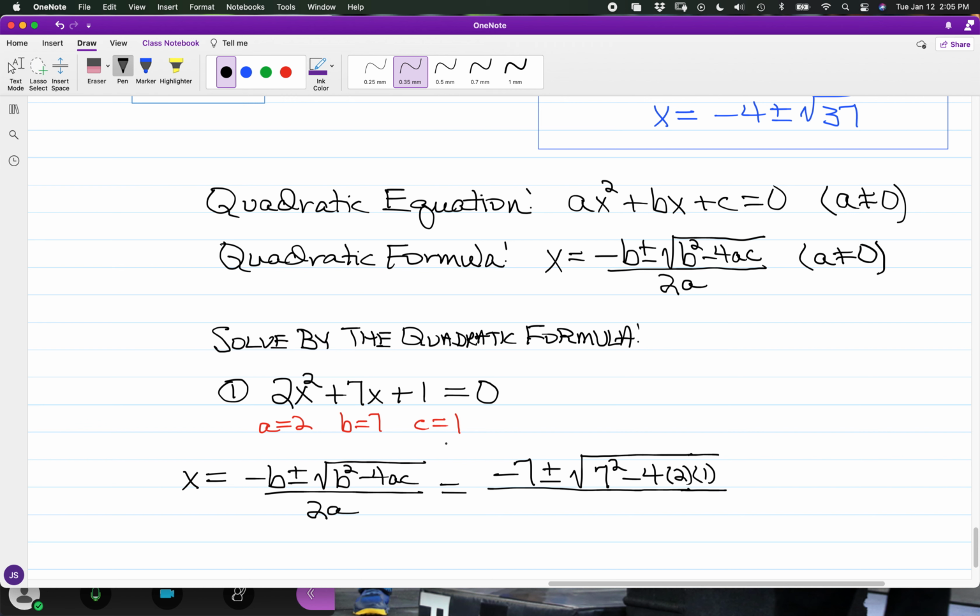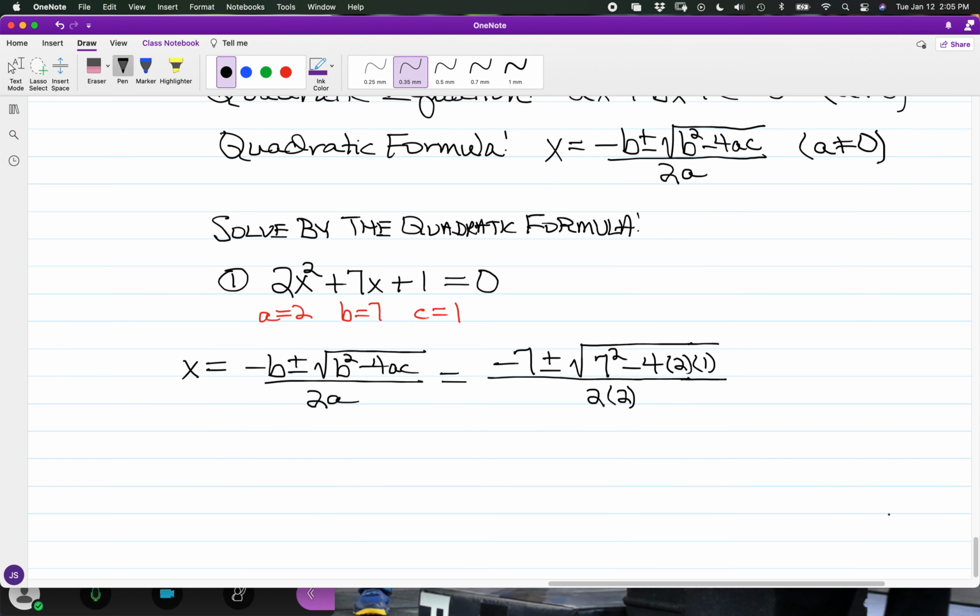And we have all over 2a, so that's going to be 2 times 2. All I've done here is just substitute, taking what we have in the formula and following through. So you have negative 7 plus or minus. Now the square of 7, or 7 times 7, is going to be 49. And minus 4 times 2 is negative 8. Negative 8 times 1 is still minus 8. And 2 times 2 is going to be 4.